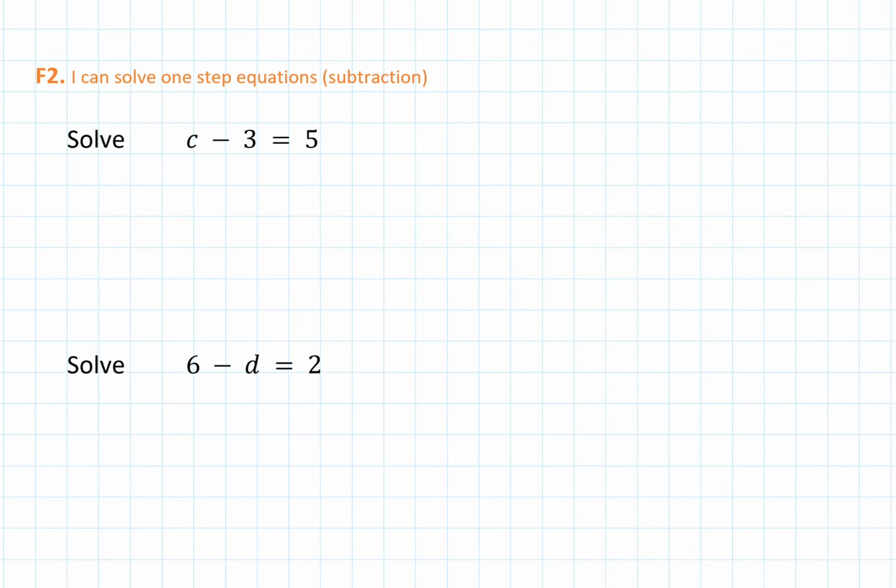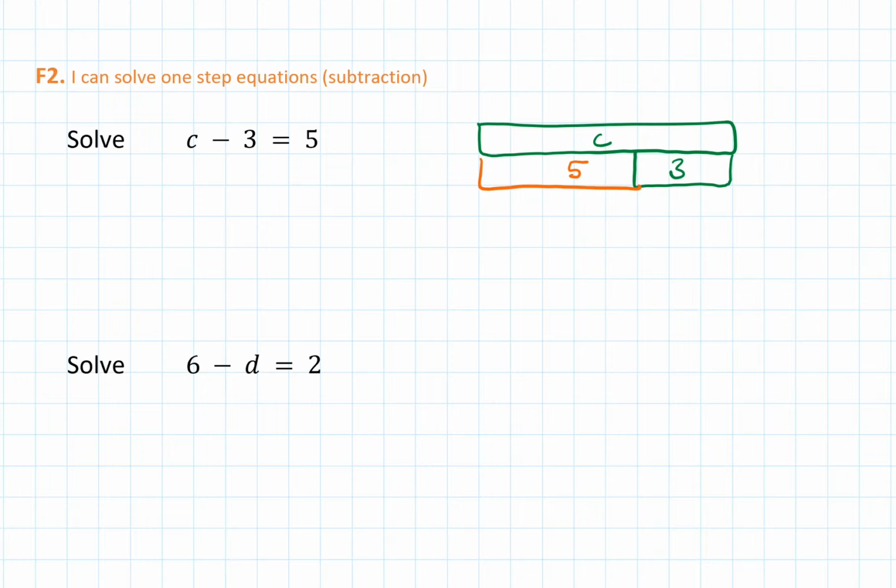Now we move on to F2. Here we'll deal with subtraction. So let's see how we draw the bar model for the first question. We have that C take away 3 equals 5. So our unknown here is C, and to calculate the value of C, all we have to do is 5 add 3, which is 8. Therefore, C equals 8.